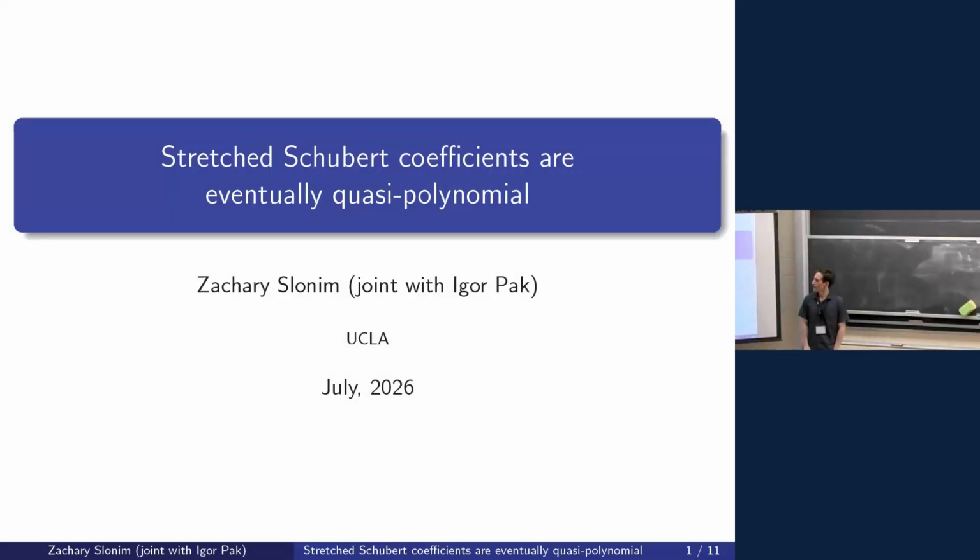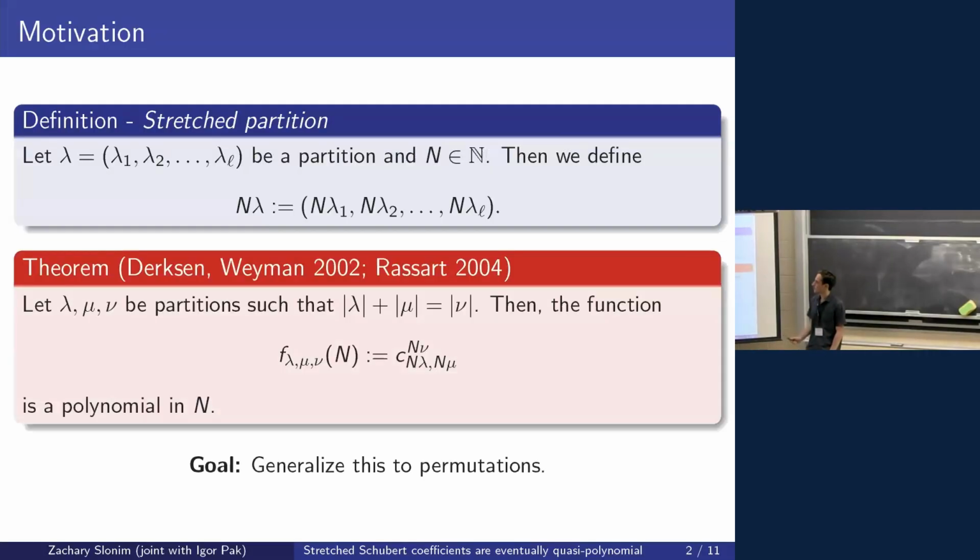All right. Hey, everyone. I'm going to talk about some joint work I did with my advisor, Igor Pak, on stretched or scaled Schubert coefficients and their eventual quasi-polynomiality. So for some quick motivation, just define a stretched partition. You just scale each entry component-wise by some positive natural number.